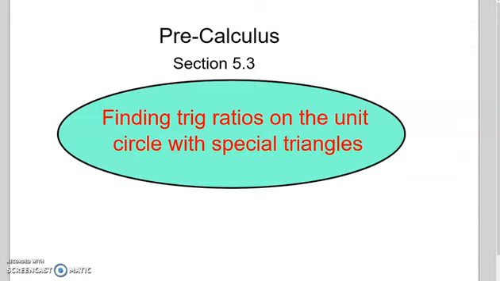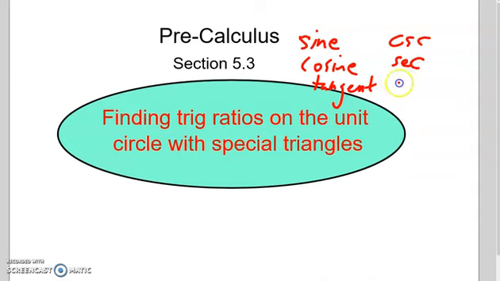And so what this means is trig ratios, just as a reminder, are things like sine, cosine, tangent, cosecant, secant, and cotangent. So those are the trig ratios. Now, what does it mean finding the trig ratios?